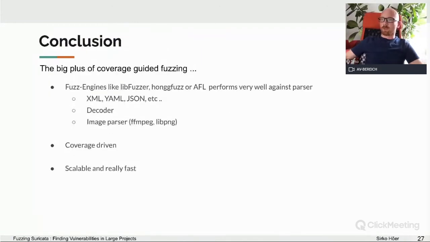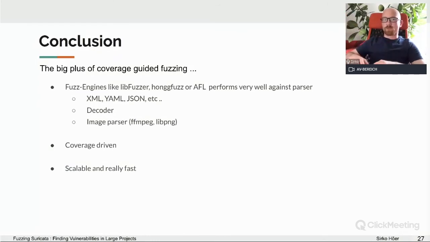To conclude this talk, I want to talk about, in my opinion, the big plus of coverage-guided fuzzing. I came into contact with coverage-guided fuzzing during my studies 2 or 3 years ago, and I think fuzzer engines like libFuzzer, Honggfuzz or AFL perform very well against parsers, decoders and image parsers, and they are coverage-driven. That means the fuzzers want to get the highest amount of coverage while testing. It's like a deep search, and it's scalable and really fast.